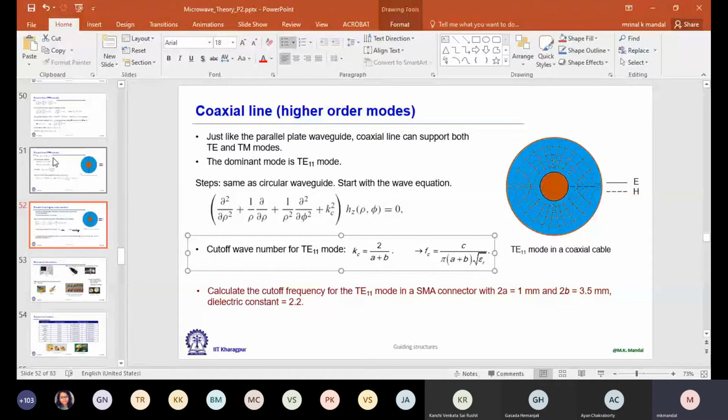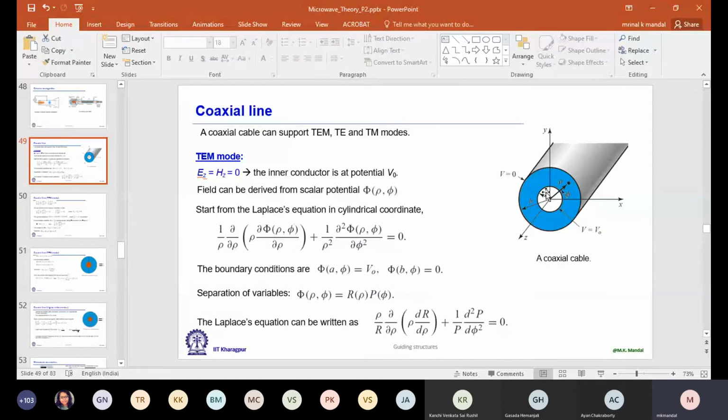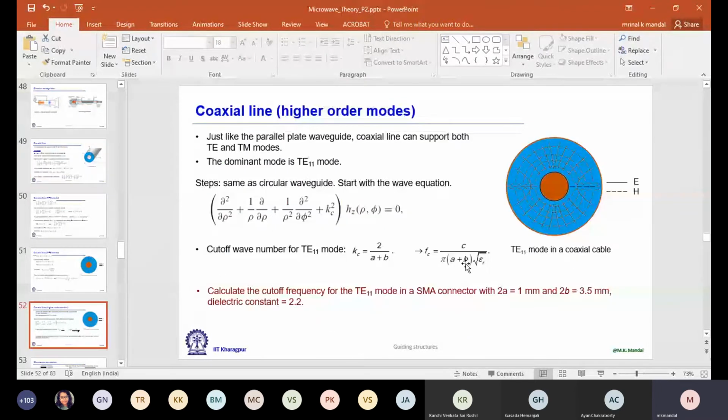What is A and B? We defined here. A is the radius of the inner conductor, B is the radius of the outer conductor. So it depends on the dimension of the waveguide, this coaxial cable, as well as what dielectric material you are using in between these two metals. So epsilon r of that.